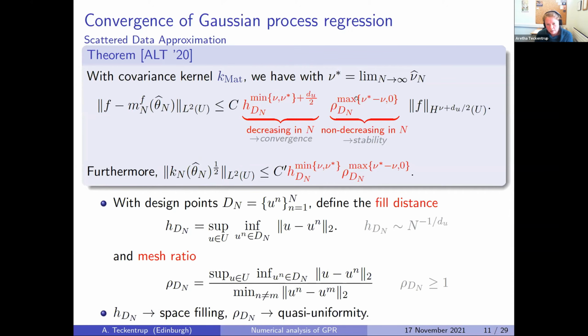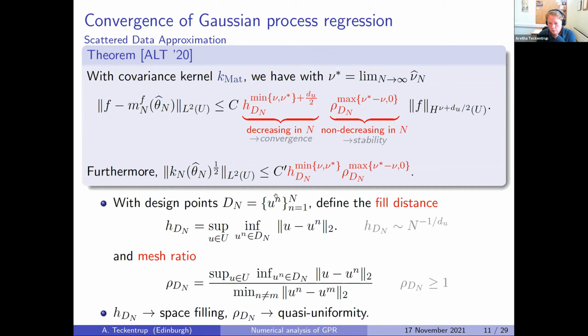The things that appear on the right-hand side are typical things that appear in approximation theory, and I think they're also known in the statistics literature. So for example, the h here is known as the fill distance. It's also known as the separation radius or the maximum distance. So in statistics, it's usually referred to as the maximum distance. And it's just a way of measuring how space filling your design is, right?